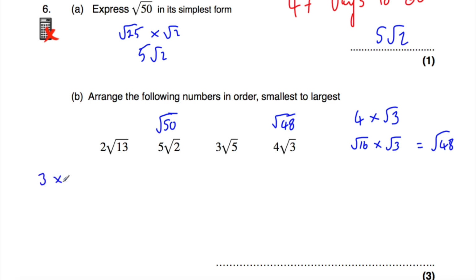So 3 multiplied by root 5, well, the square root of 9 is 3, so that's the square root of 9 multiplied by the square root of 5. And the square root of 9 multiplied by the square root of 5 is the square root of 45. So this is root 45.